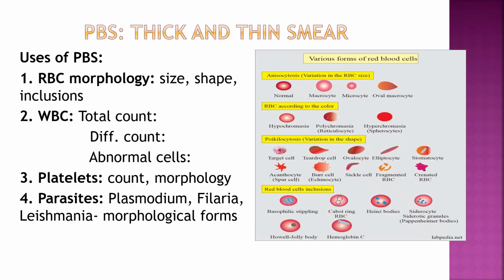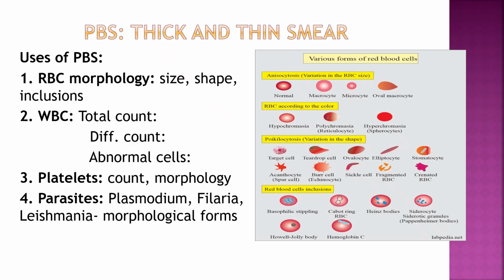First is RBC morphology. We can see size, shape, and inclusions present in the RBCs. Here are a few examples. Size variation can be bigger RBCs, macrocytes, smaller RBCs, microcytes, or oval macrocytes. According to the color of the RBCs, it is hypochromasia if it is pale in color. If it is purple in color, then it is polychromasia, or hyperchromasia if they are spherocytes. Then different shapes: target cell, teardrop cell, oval cells, elliptocytes, stomatocytes, pencil shape, sickle shape, burr cell. So these are different shapes.